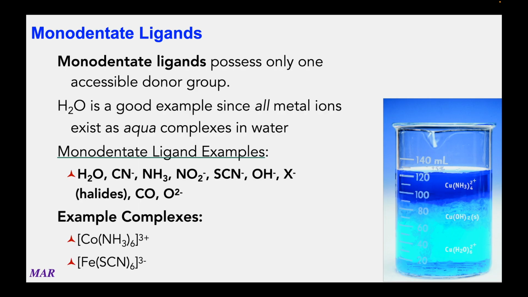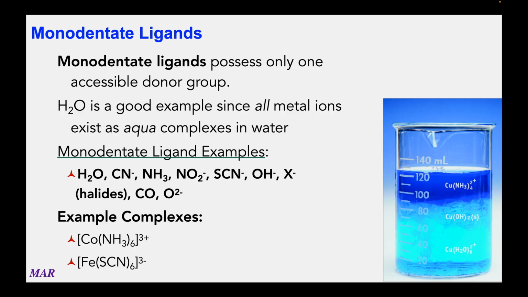There's lots of monodentate ligands besides water, though. Cyanide is actually monodentate. Notice that it has an ionic charge, but it still has only one accessible lone pair, usually the carbon, sometimes the nitrogen, that can connect to the metal atom. Ammonia is neutral. It has one lone pair that can connect to the metal. The next one, NO2 minus, is nitrite. Nitrite is monodentate. So is SCN minus, thiocyanate. Hydroxide, X is just for halides, carbon monoxide, oxide, lots of examples of it. So very commonly you'll see ammonia and water as monodentate ligands.